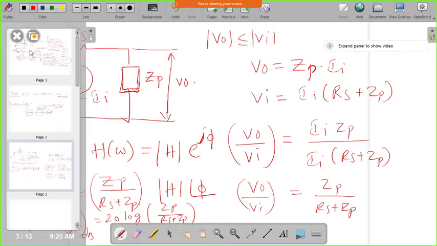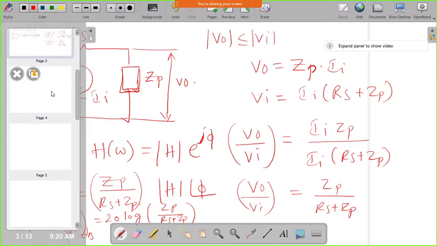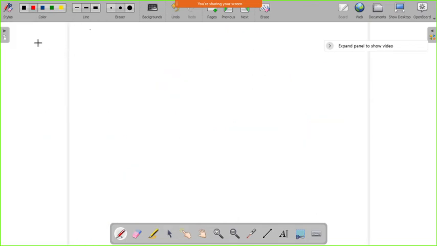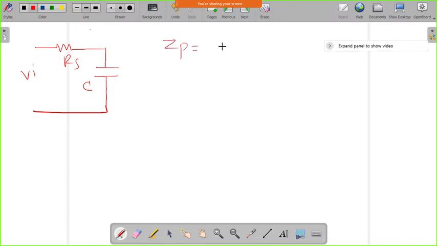Now if we take a particular case, for example, if that impedance element is a capacitor, so this is Vi and this is Rs and this will have a capacitor. If a shunt element is a perfect capacitor, then Zp, since it is a shunt element, will have a capacitive reactance, which is 1 over j omega c.